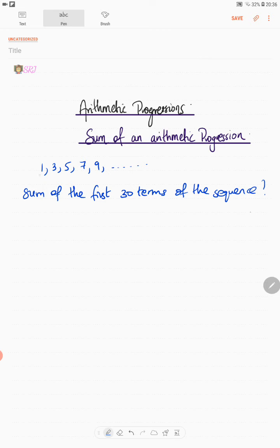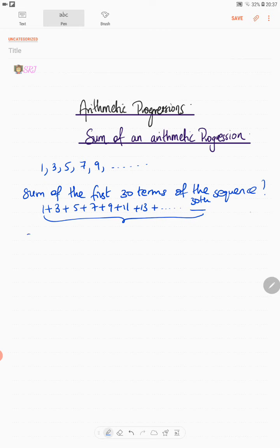As you can see, it is an arithmetic progression where the first term is 1 and the common difference is 2. So one way to do this, we can add 1 plus 3 plus 5 plus 7 plus 9 plus 11 plus 13. We go on like that until we reach the 30th term. So we add all these 30 numbers together, we will obtain the sum of the first 30 terms. It's easy because we have only 30 terms.